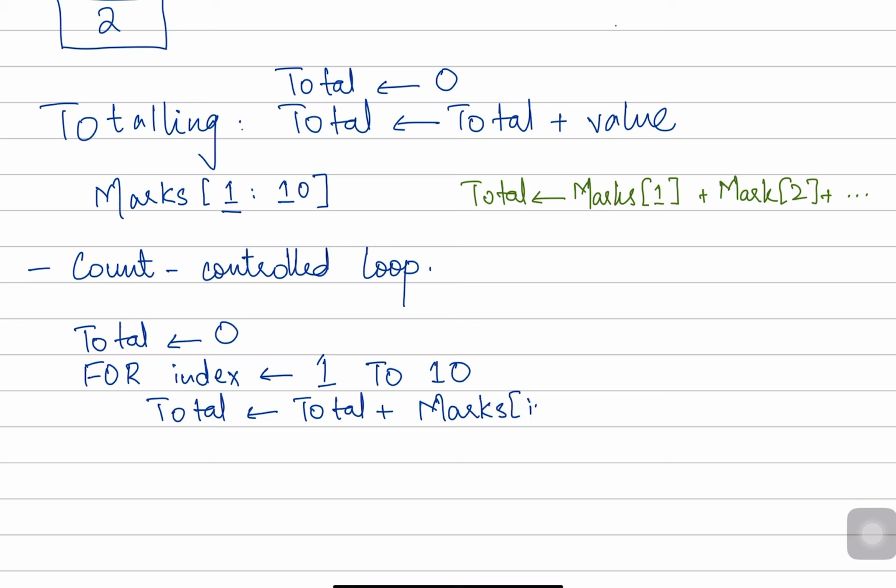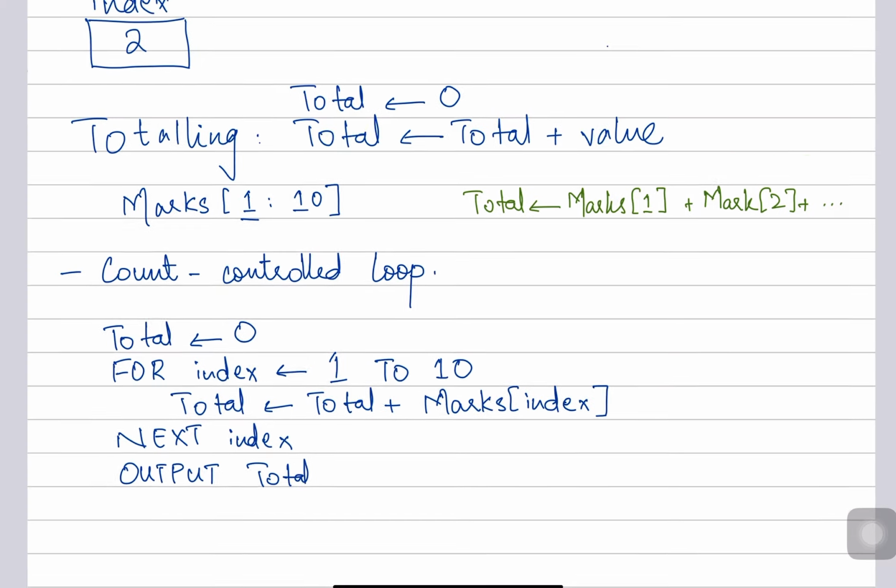So I'm going to write total arrow total plus marks of index, right? And then I just have to go on to the next index. And then you can output total, or if you want to take average, you will do average arrow total divided by 10, since it has 10 values. And then you can output average.